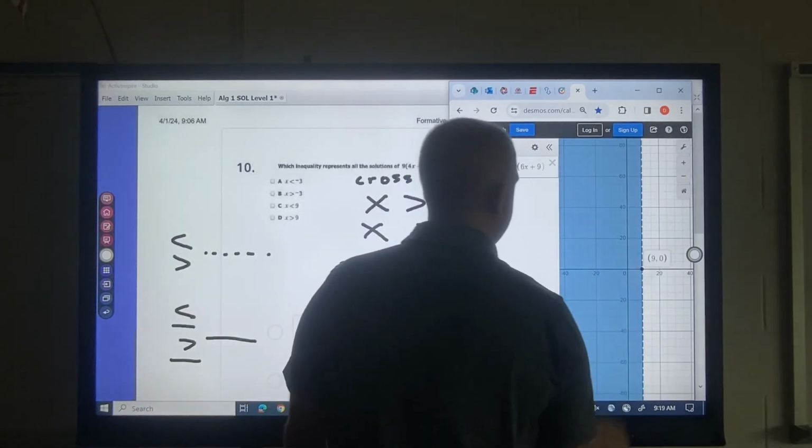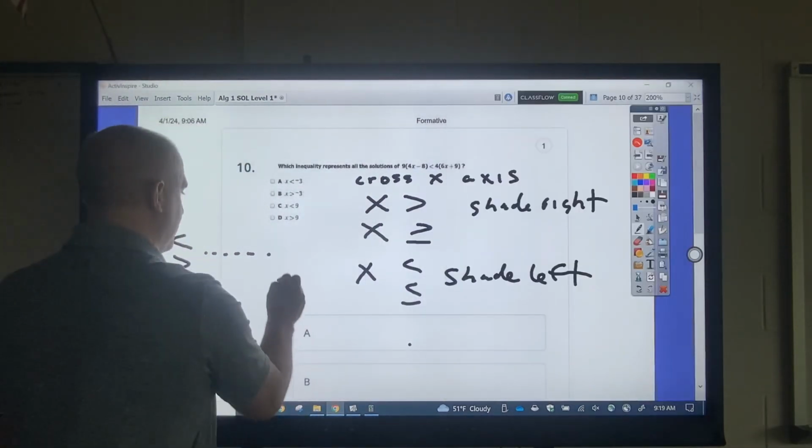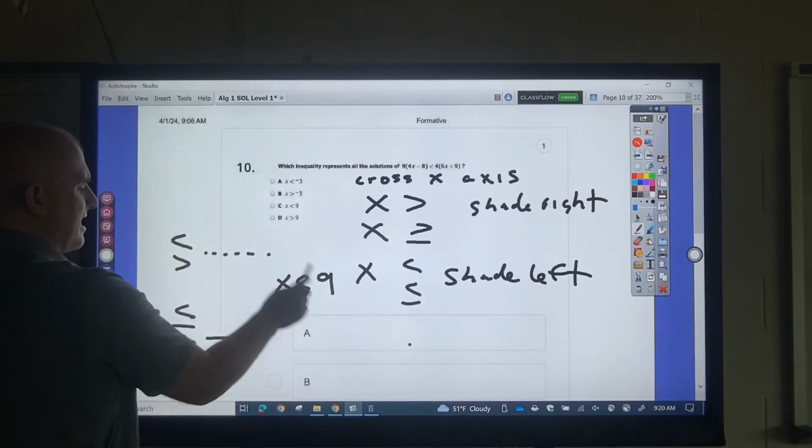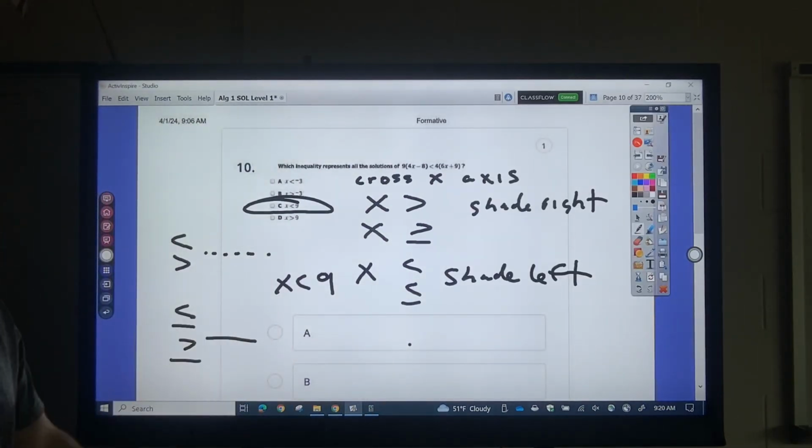Okay, all right, now it's at 9, it's shaded left, and it's got a dashed line in it. Okay, so that's how I do those.